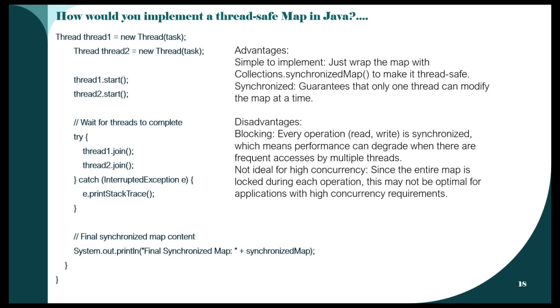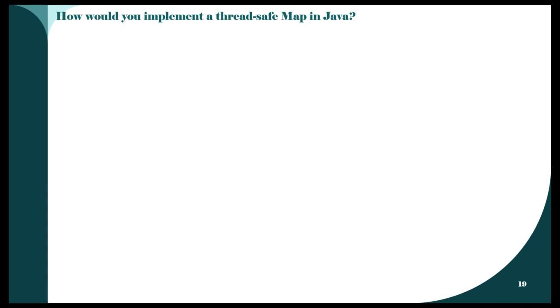Now, the disadvantage about this is that it is going to block your application. It is synchronizing, which means it is going to degrade your performance, because it acquires a lock on the whole map. It is not going to release the lock until it is done with the operation. That's how it acquires the lock, performs the operation, and then leaves it. That's the disadvantage.